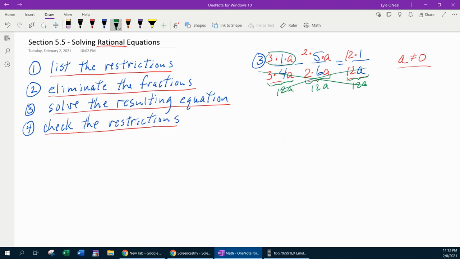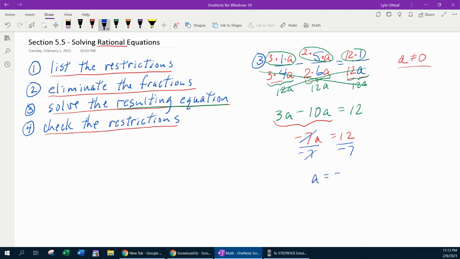And whatever is left in the numerator is going to be your resulting equation. So we're going to have 3a minus 10a equals 12, and then I can just solve for a. 3 minus 10 is negative 7a. Then if I divide both sides by negative 7, this is not going to divide nicely. In fact, it's improper, but that's the way I like it. So we're going to leave it negative 12 sevenths.